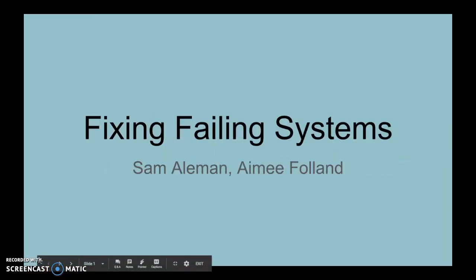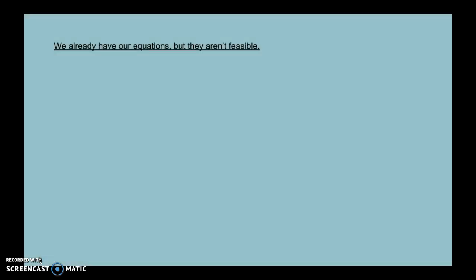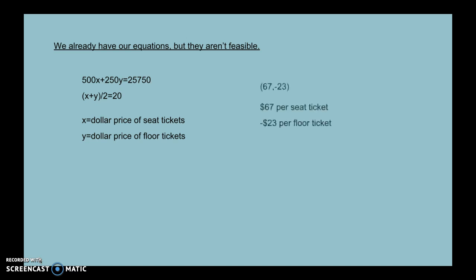I'll be showing you how to work through the discussion board problem, showing you through Desmos and the equations and how to get the sliders working. So you already saw from last week's discussion post our equations, 500x plus 250y equals 25,750, and (x plus y) divided by 2 is equal to 20, where x equals the dollar price of seat tickets and y equals the dollar price of floor tickets.